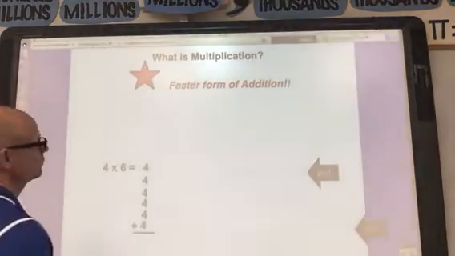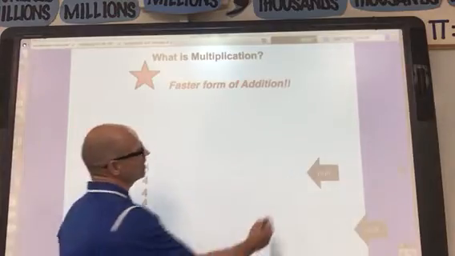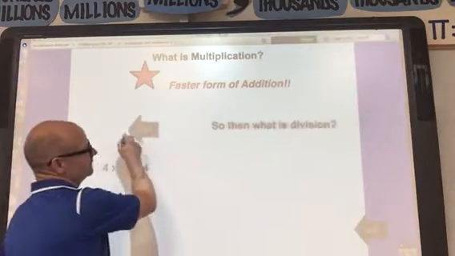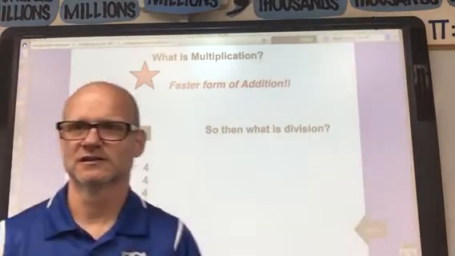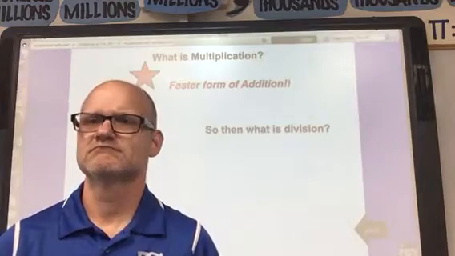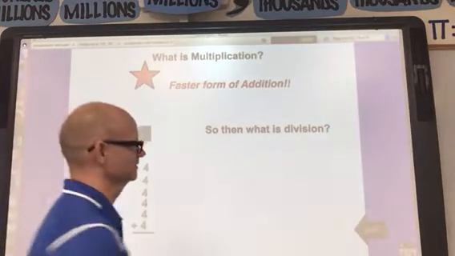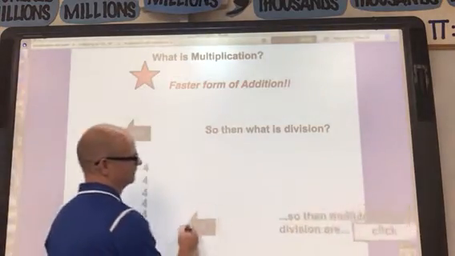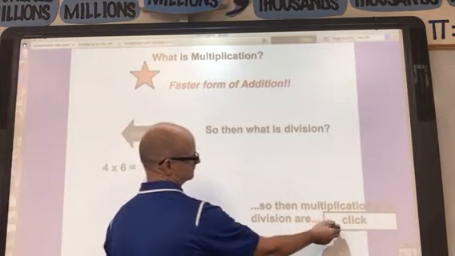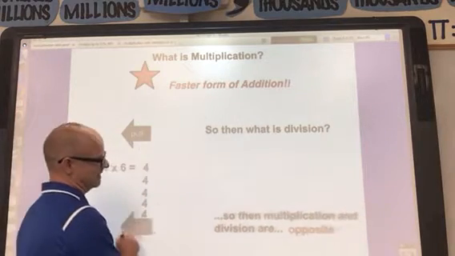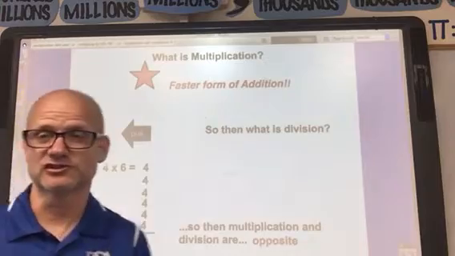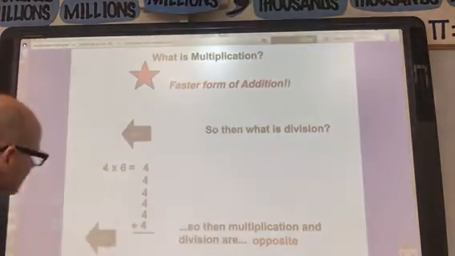So if multiplication is a faster form of addition, then what is division? Division is a faster form of subtraction. Division is the opposite. So let's move on, ladies and gentlemen.